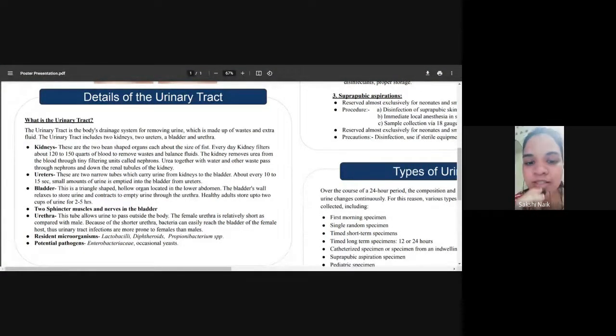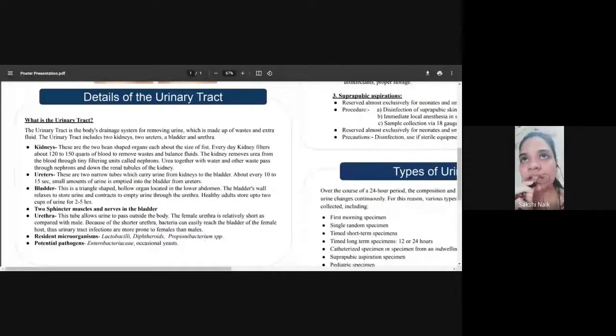Besides this, two sphincter muscles and nerves in the bladder also play an important role. The two sphincter muscles are circular muscles which help keep urine from leaking by closing tightly like a rubber band around the opening of the bladder. And the nerves in the bladder alert the person when it is time to urinate. Then comes the last part, that is the urethra. This tube allows urine to pass outside the body.